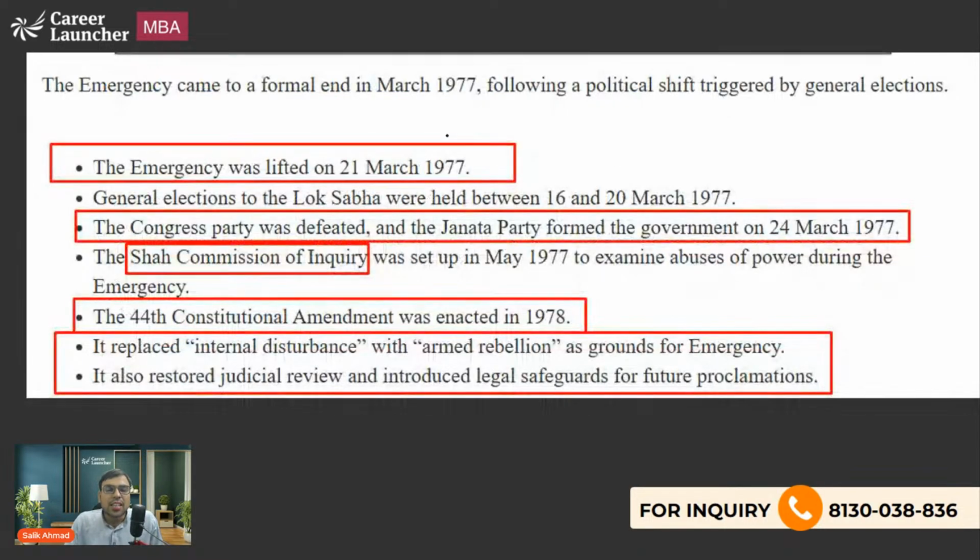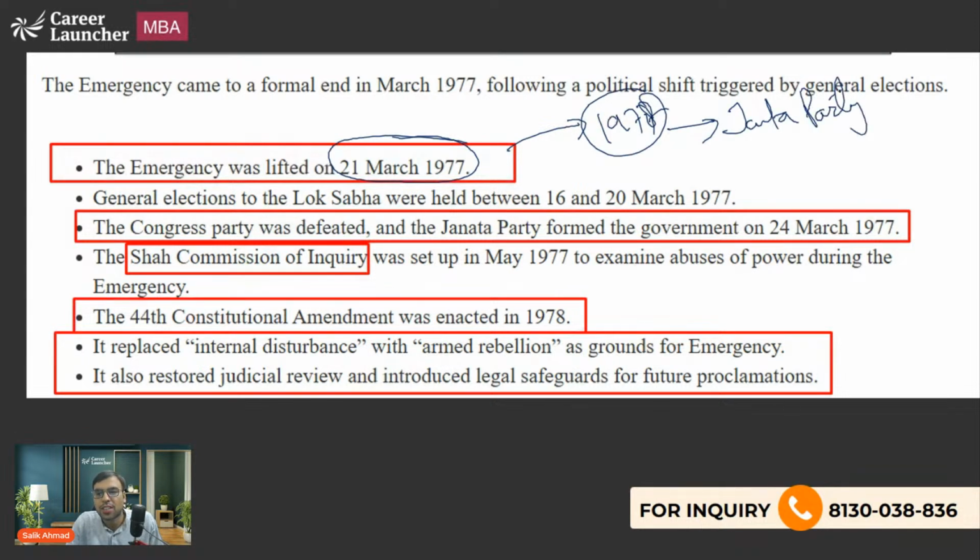The next is national emergency was lifted on 21st March 1977. After that, the election happened, and in 1977, you can see Janata Party government came to power. Morarji Desai, others. And after that, when Janata Party government came to power, on 24th March 1977, they set up a committee, Shah Committee. So Justice J.C. Shah was the former Chief Justice of India.